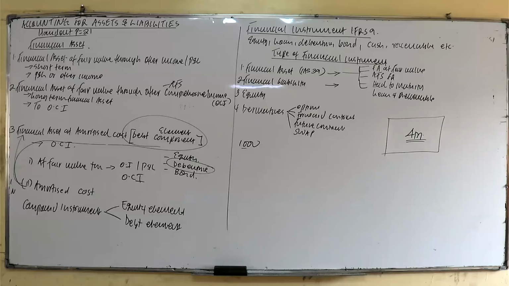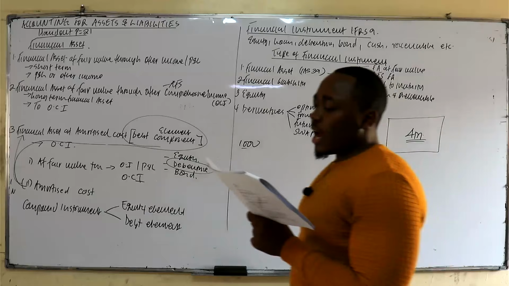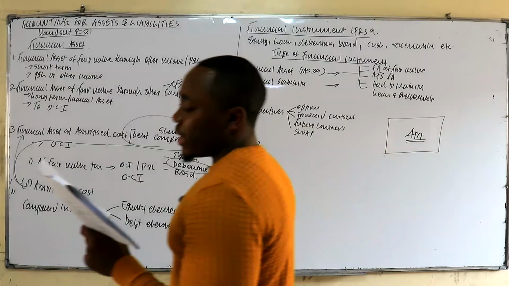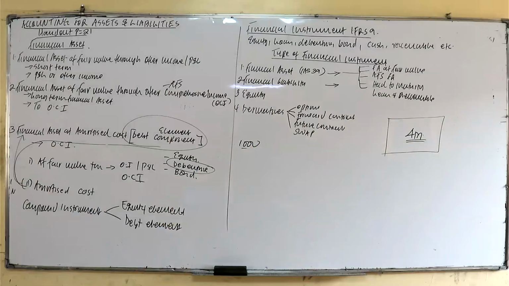Then number 2 is level 2 input. Level 2 inputs are inputs other than the quoted prices included in level 1 that are observable for an asset or liability. You wanted to buy that piece of land. Remember, the quoted price is 4 million. Now that's level 1. Level 2, you look at other observable items. Like what? Like social amenities, right? There is a school nearby, roads. That's the infrastructure, right? Also trees. Does a tree influence the value of land?